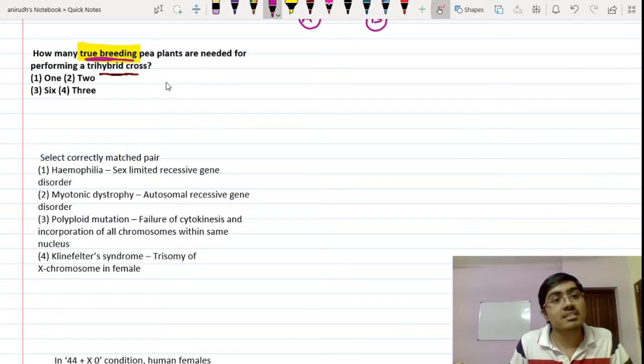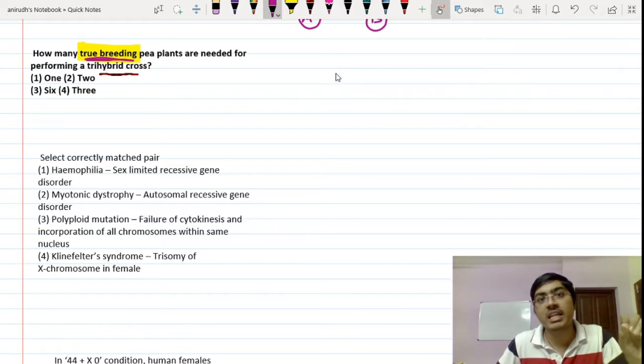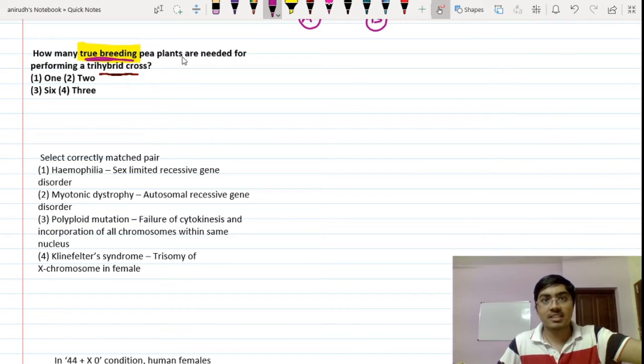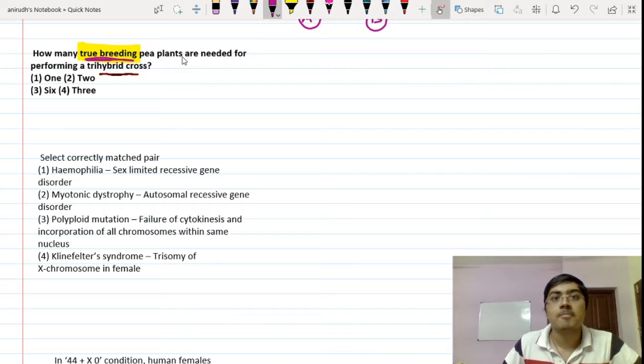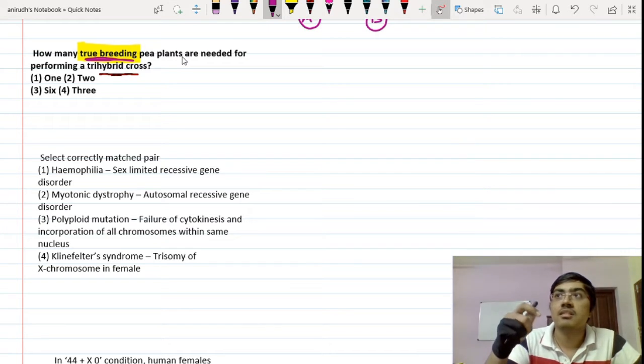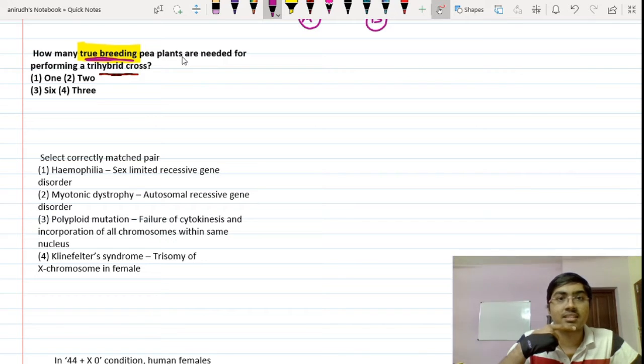Now, how many plants are required to perform a tri-hybrid cross? Just tell me, this is such a simple question. They are simply asking, to make a progeny, how many parents are required? You should have one male parent and one female parent. In the case of a pea plant, one will act as the male and the other as the female. One will produce the pollen, and this pollen has to be transferred to another plant, whose female sex organs will work, and then progeny is produced.